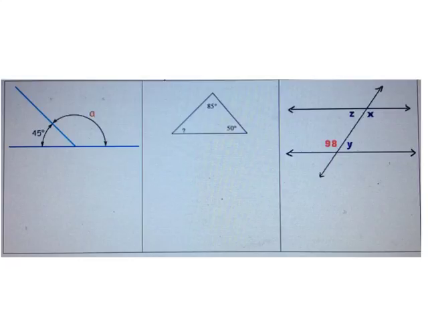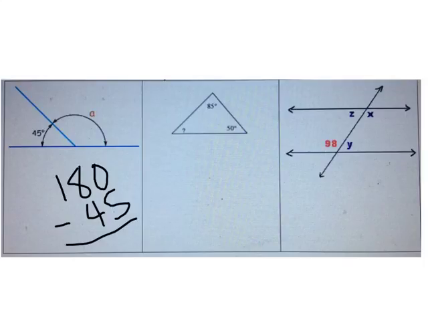On the left-hand side, what is angle A? Well, I know that it's on a straight line with 45 degrees, so those two angles add up to 180. Go ahead and subtract 180 minus 45 to find angle A. What's 180 minus 45? It's 135. Angle A is 135 degrees.